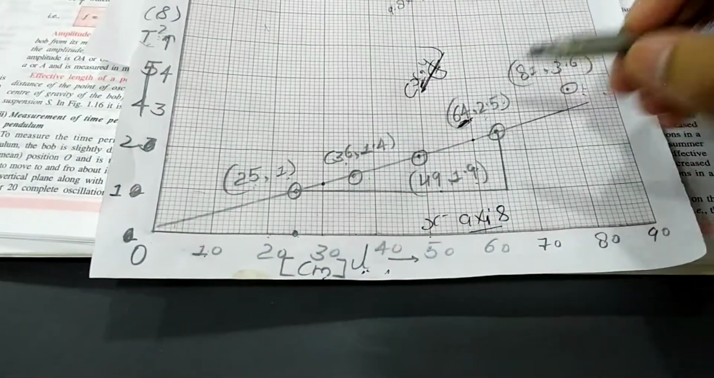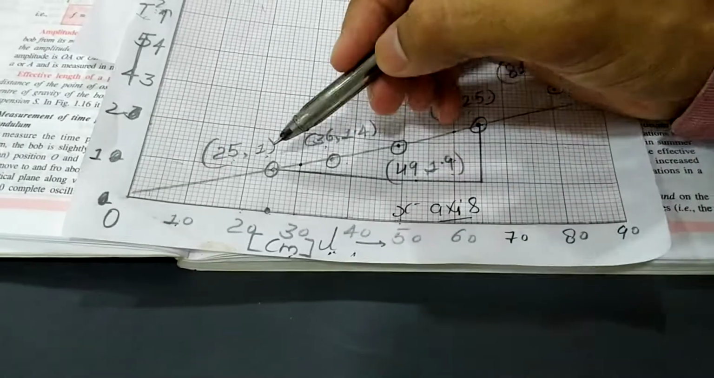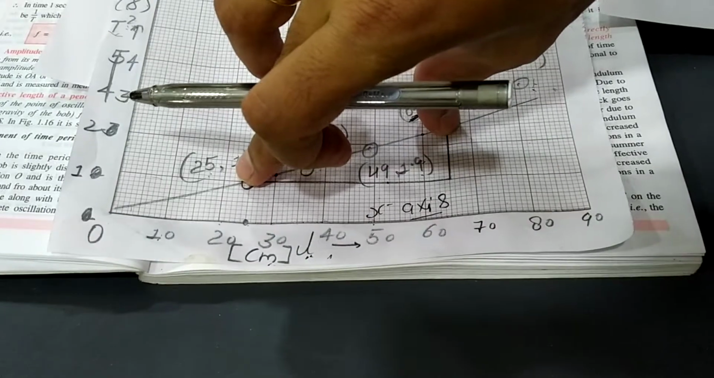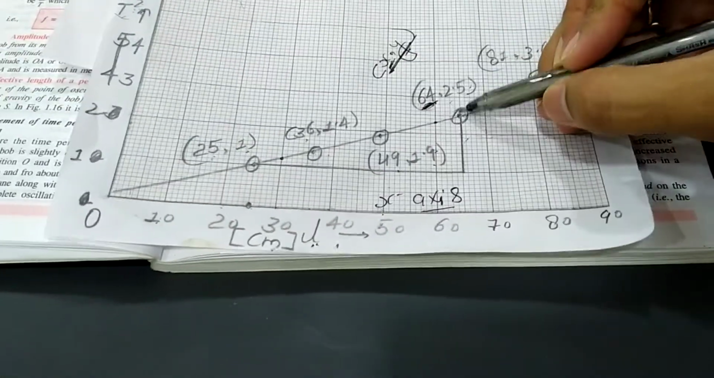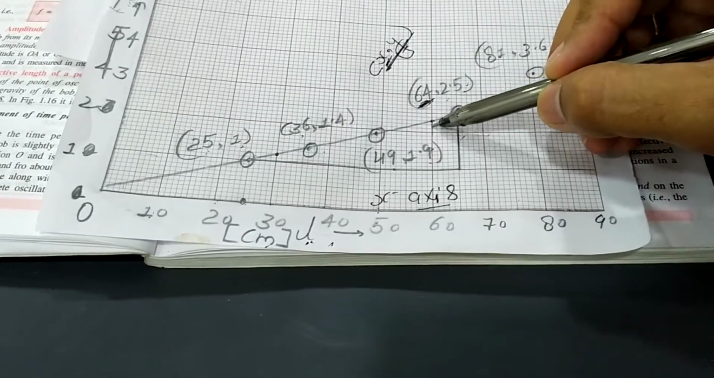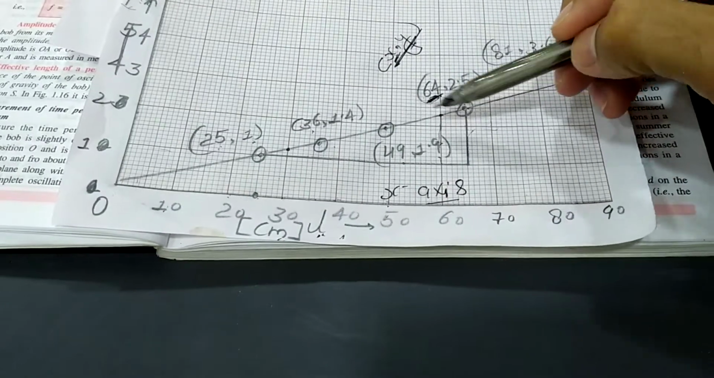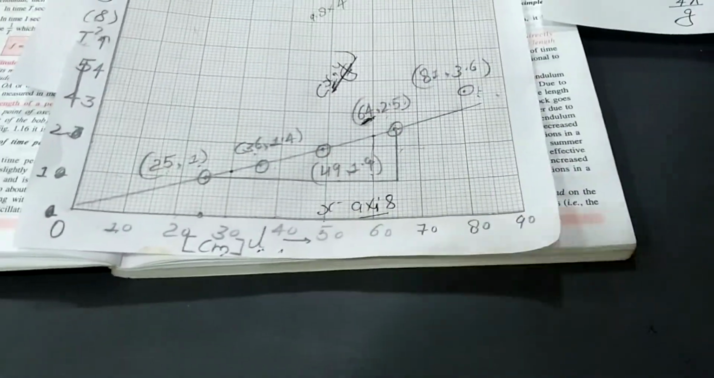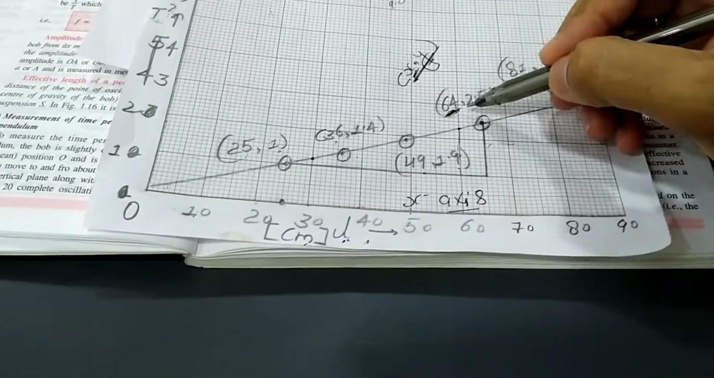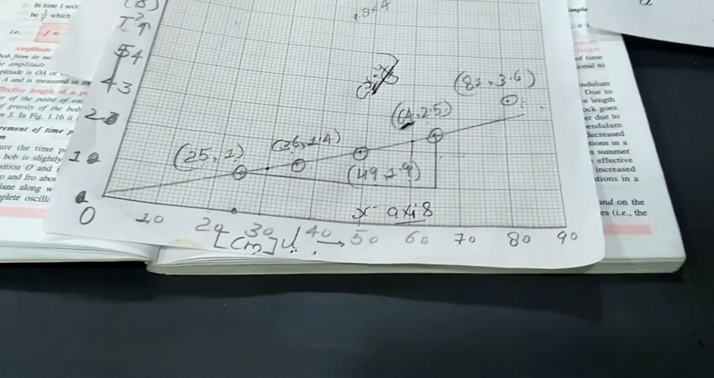For slope you will take 2 points. I have taken this point, drawn a straight line and connected it with this point. It means I am calculating the slope using these 2 points which are on the line. Otherwise you can take any 2 points along this line, and the slope can be calculated. So I'm taking these 2 points: 64, 2.5 and 25, 1, right?